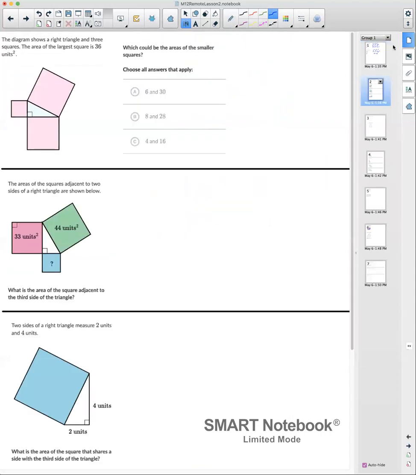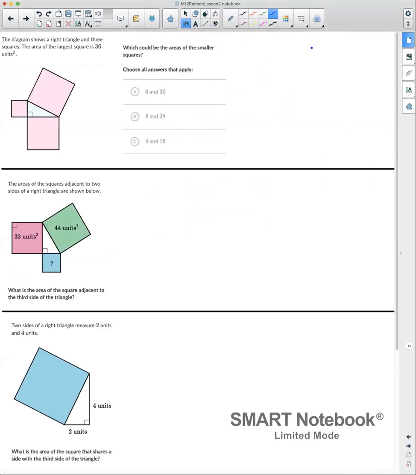Next one. Okay, so for this, which could be areas of the smaller triangle? The area of the largest is 36. So the first thing I'm going to do is fill in 36. That's the largest one, it should go on the hypotenuse. The hypotenuse is always across the right angle. And which could be areas of the other two smaller squares? Choose all answers.